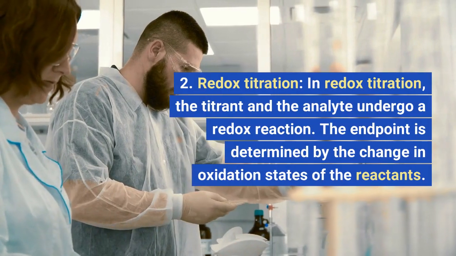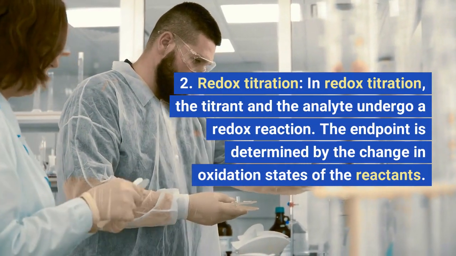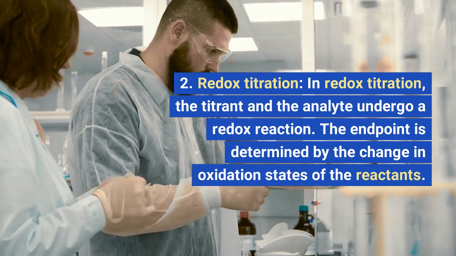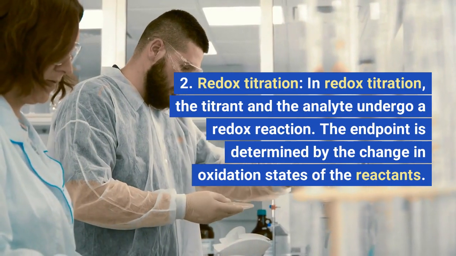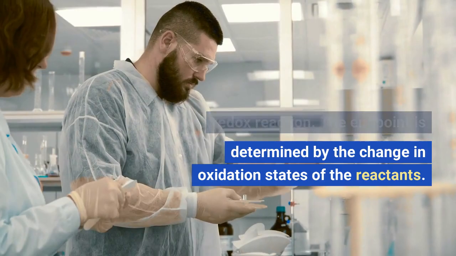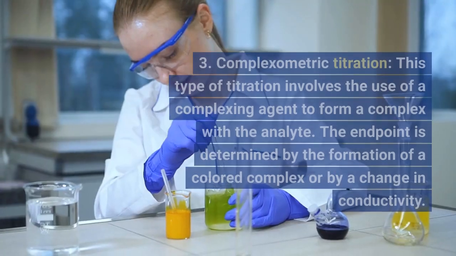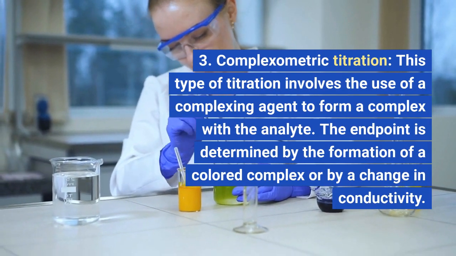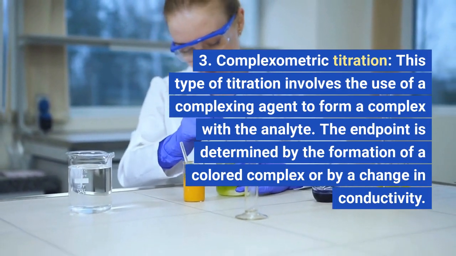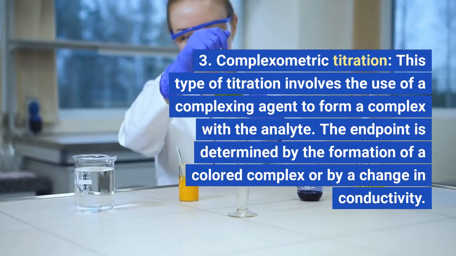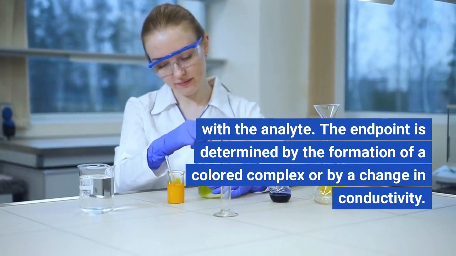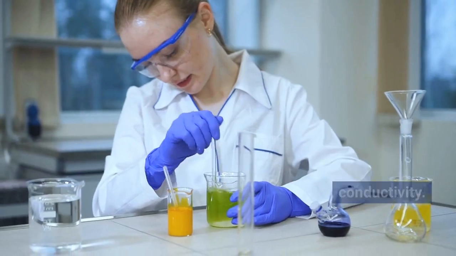2. Redox titration. In redox titration, the titrant and the analyte undergo a redox reaction. The endpoint is determined by the change in oxidation states of the reactants. 3. Complexometric titration. This type of titration involves the use of a complexing agent to form a complex with the analyte. The endpoint is determined by the formation of a colored complex or by a change in conductivity.